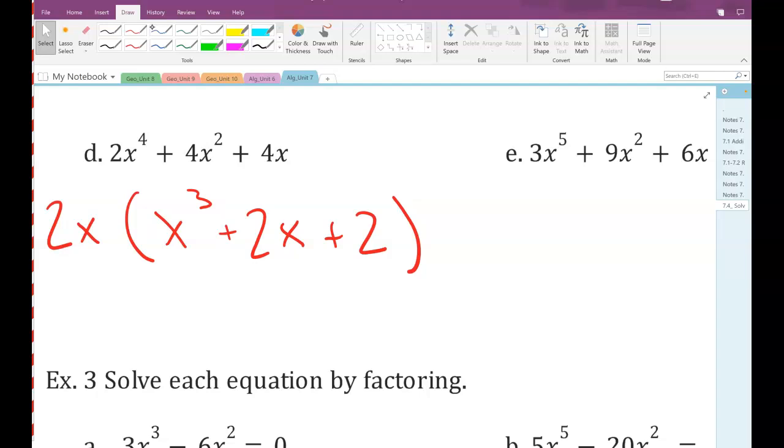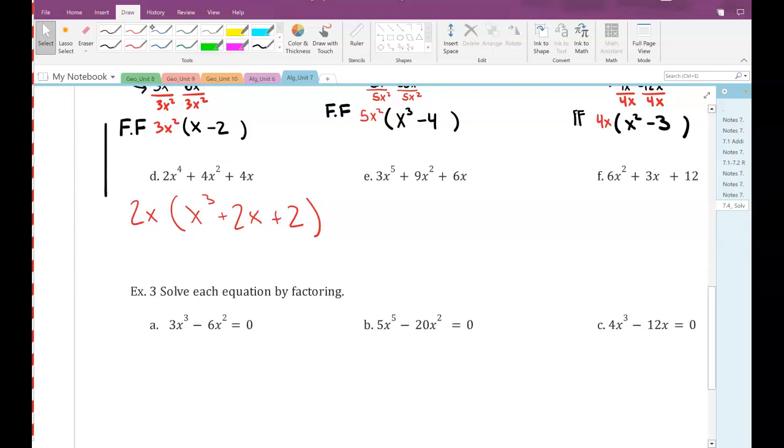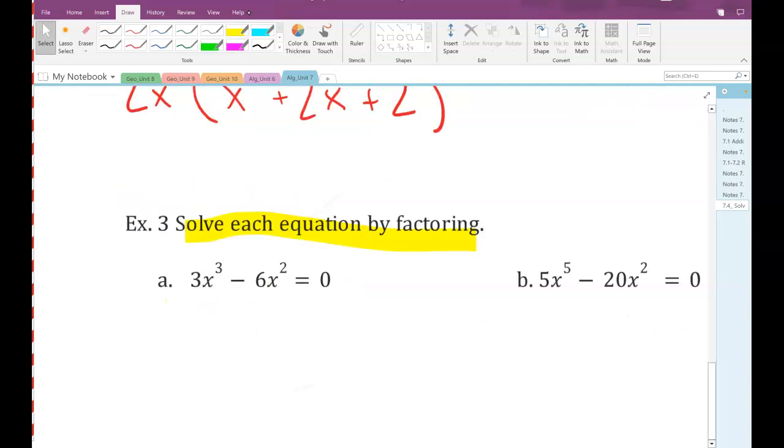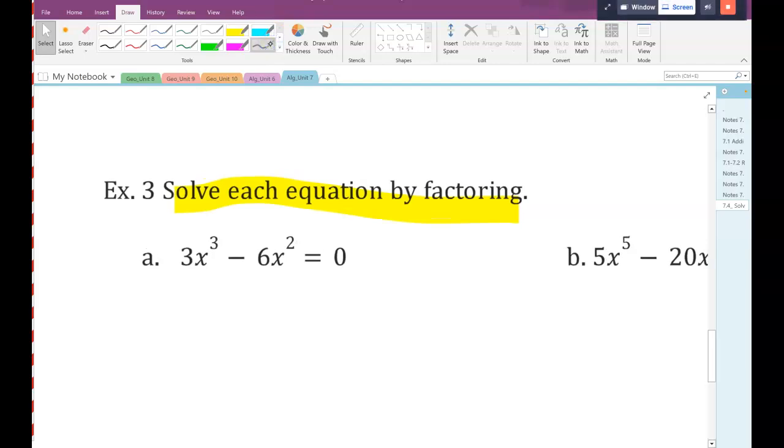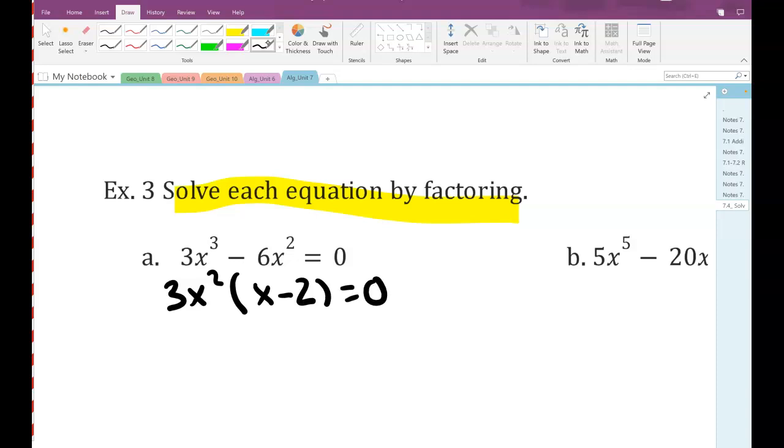We're going to do the bottom 3 examples, though. Where this is different, it's the same problems, but now it says that we are solving each equation by factoring. So that means we're getting 2 answers for x. If you're given a problem like this, you have to get it into factored form, which we already did. So the factored form of this polynomial was 3x squared times x minus 2 equals 0.